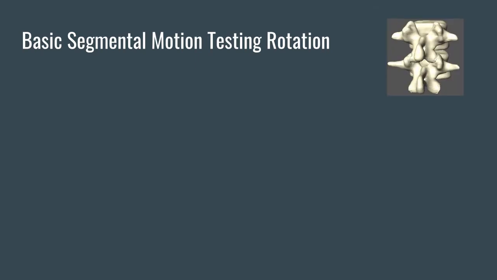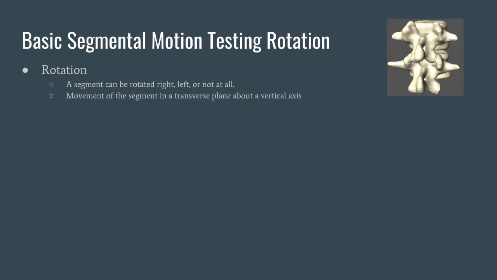Remember, we're referring to a 2-vertebral unit, L1 on L2, so rotation. What is the definition? A segment can be rotated right, left, or not at all, and all this occurs as movement of the segment in a transverse plane about a vertical axis. What does this mean? What's an easier way to think about this? I like to imagine the segment as a bicycle with the transverse processes as the handlebars, and the body of the vertebra as the tire. If you are going to rotate the segment to the right, it's the same as turning the bicycle to the right.